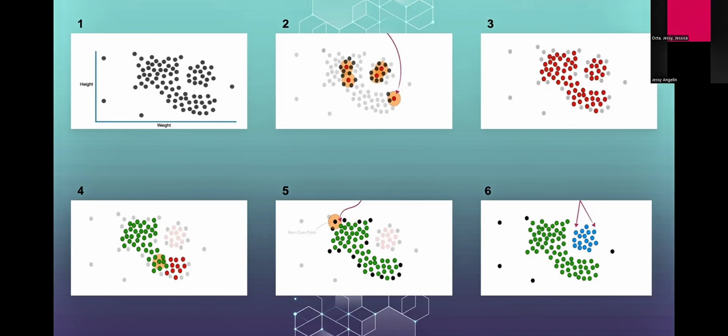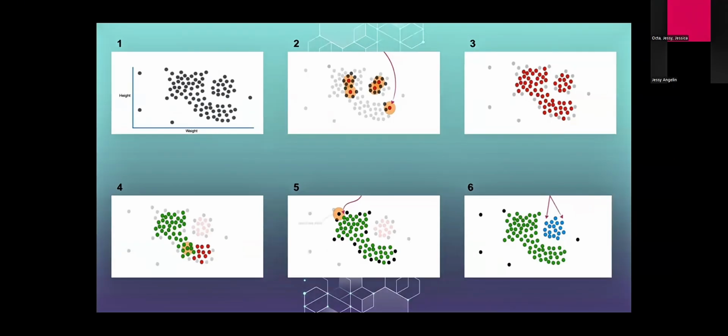Last but not least, in the sixth picture, we also use the same method to form the second cluster, which is the blue points. The non-core point here didn't join the first cluster because at first it was closer to the non-core points and not to the first cluster. And the rest of the non-core points that are far away from the first cluster and second cluster are called outliers.